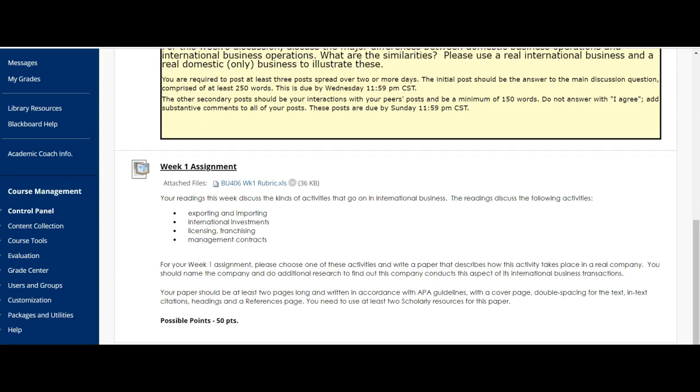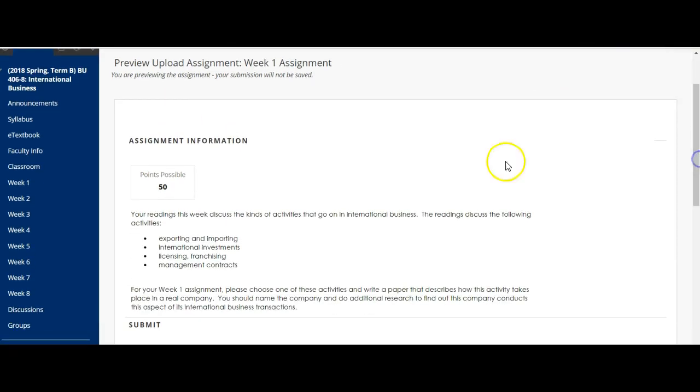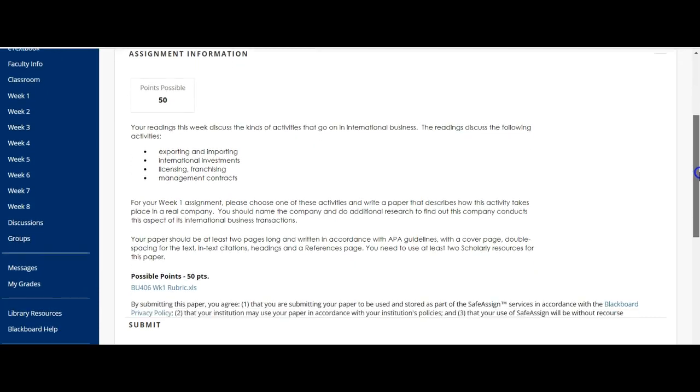We are in week 1 of our course, BU406, and I wanted to provide some insight as it relates to the week 1 assignment. So I'm going to click on the week 1 assignment, and what you'll notice is that you will see a rubric here letting you know the possible points and further instructions, and there's the rubric down here. And we'll talk about that in one moment. So I wanted to walk you through briefly the expectations for the week 1 paper.